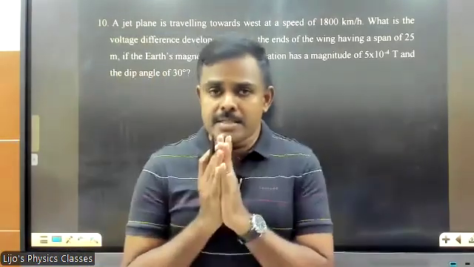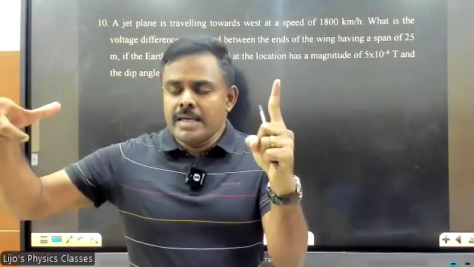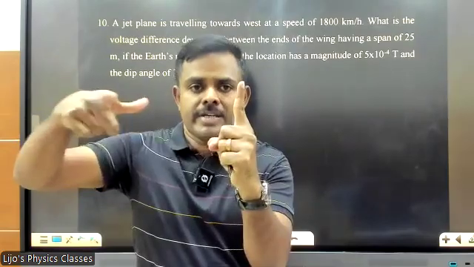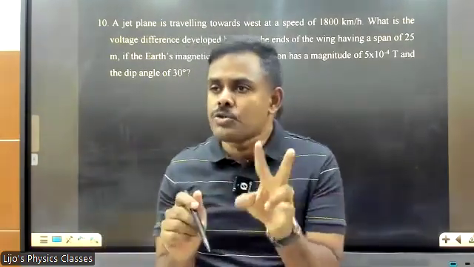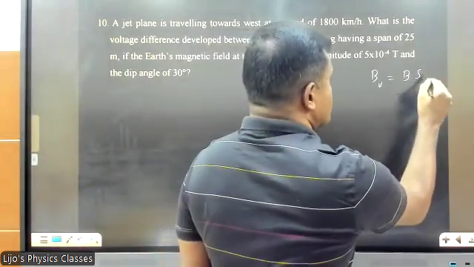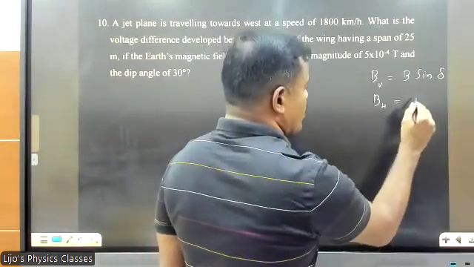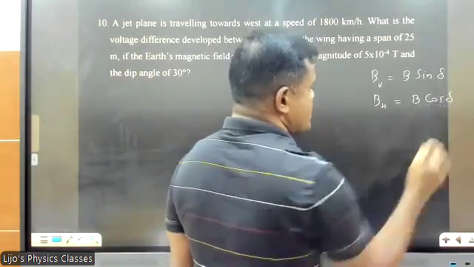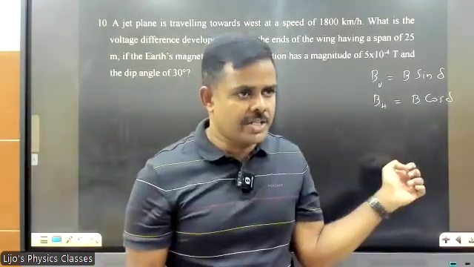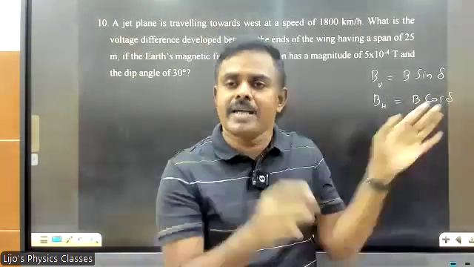Just before I do this, let me tell you something. When a plane flies, the wings are cutting the vertical component of Earth's field. Earth has two components. The first is the vertical component of the magnetic field, which is B sin delta. The second is the horizontal component, B cos delta. What is delta? It is called the dip angle, and will be given in the question. B is Earth's magnetic field.